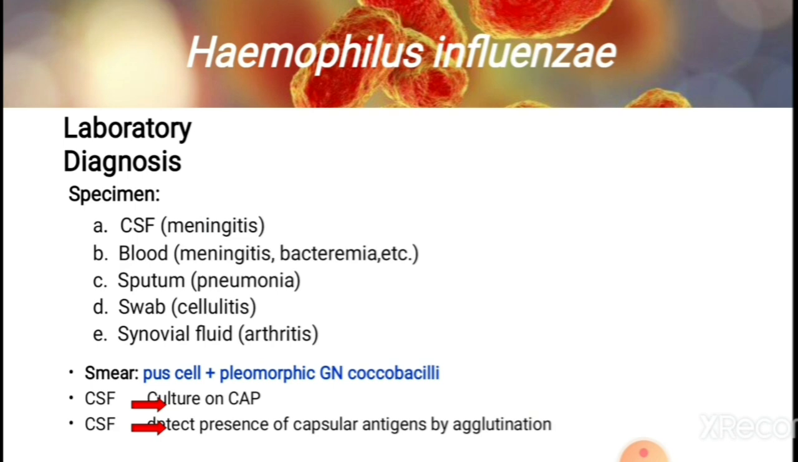On a smear, you can observe pus cells plus the pleomorphic gram-negative coccobacilli. And then if you're going to use the CSF as the specimen, you're going to culture it on our chocolate agar plate, and then you're going to detect the presence of our capsular antigens by agglutination.